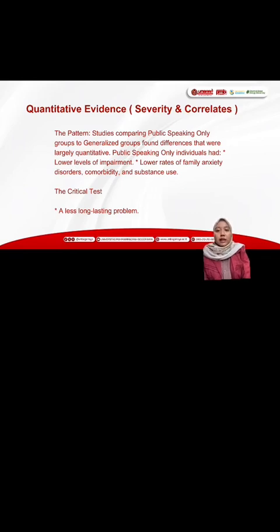Okay, next, quantitative evidence: severity and correlates pattern. Studies comparing a public speaking only group to a generalized group found differences that were largely quantitative. Public speaking only individuals had a lower level of impairment, lower rates of family anxiety disorder, comorbidity, and substance use. The criticism: less of a long-lasting problem.